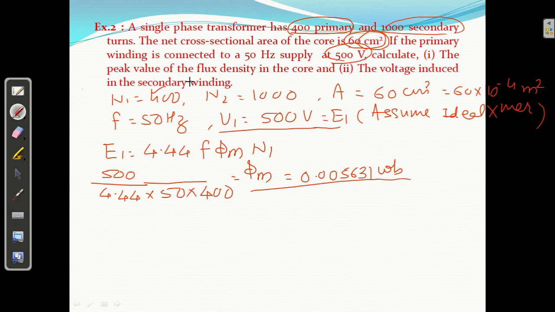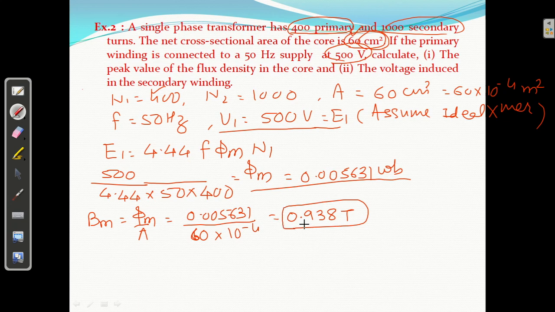I have given, find the value of flux density. B equal to what? Bm equal to flux upon area. Flux is given 0.005631 upon area is given 60 into 60 into 10 raised to power minus 4 equal to. So this divided by 60 exponential minus 4 equal to. So I am getting Bm equal to 0.938 Tesla. This is the first answer I am getting.